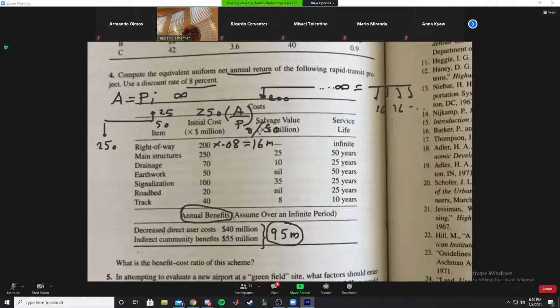Now, the salvage value is the opposite direction. So I have to subtract 25 million, which is the future. If I want to make it future into annual, you multiply A over F at 8% and 50 years. So you calculate that, and that will give you the annual cost of main structure. Any question on this?